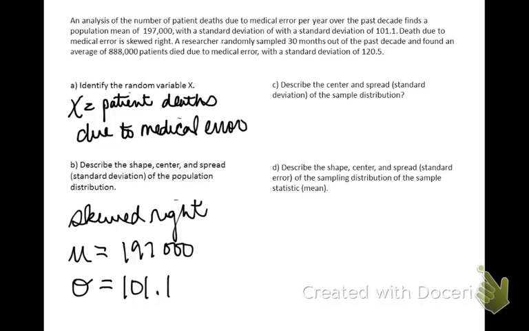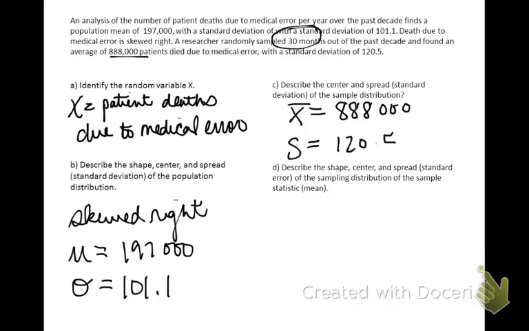Describe the center and spread of the sample distribution. For this, we should also report a mean and a standard deviation, but since it's for a sample, we use X bar and S. It says that 30 months were sampled, and the average was 8,888, with a standard deviation of 120.5.